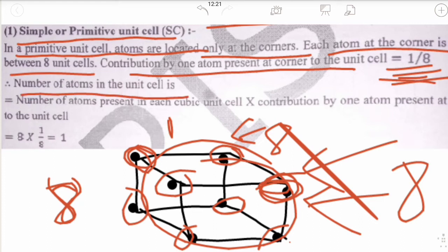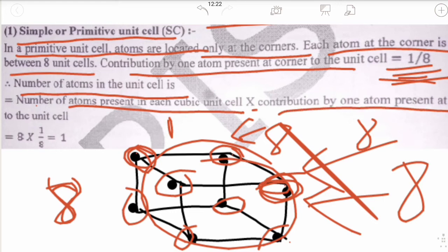Number of atoms in a unit cell. To find the number of atoms in a unit cell, we consider the number of atoms present in each cubic unit cell, which is 8, multiplied by the contribution of each corner atom to the unit cell, which is 1 by 8. So 8 into 1 by 8 is equal to 1. So there is 1 atom in a simple or primitive unit cell.